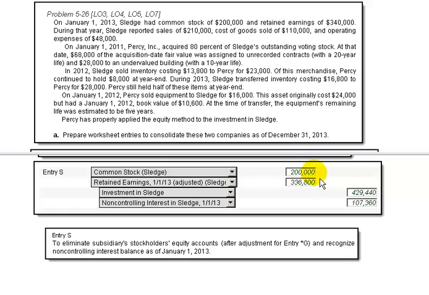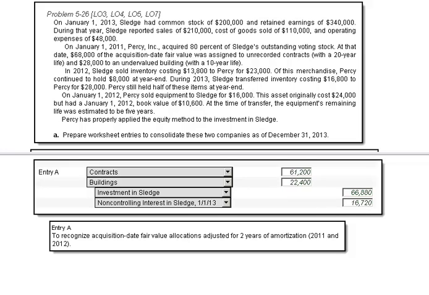To eliminate that, we need to adjust for retained earnings. We need to adjust for the investment in Sledge. Okay, and then also show the non-controlling interest. And remember, Percy only had 80% of Sledge, so we've got a 20% we need to consider.